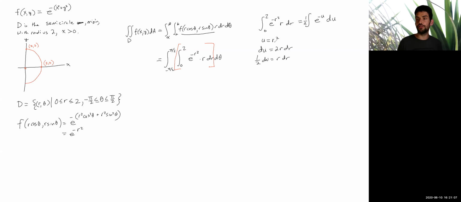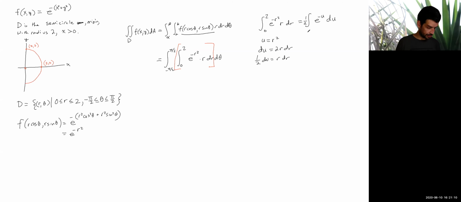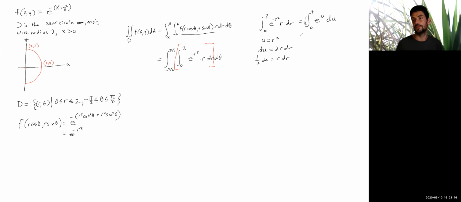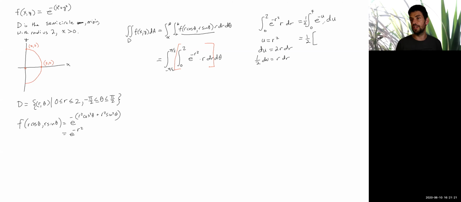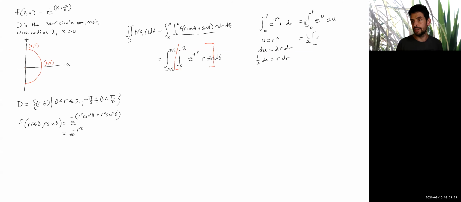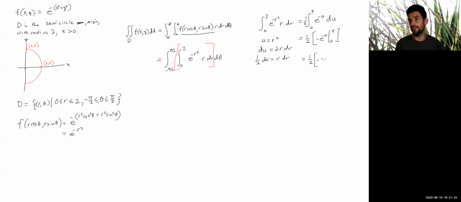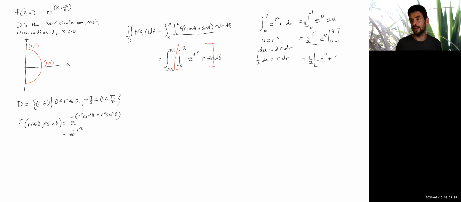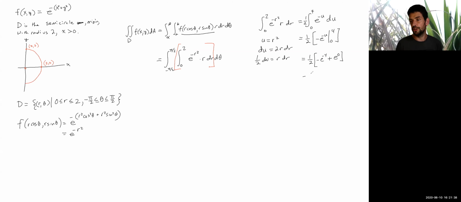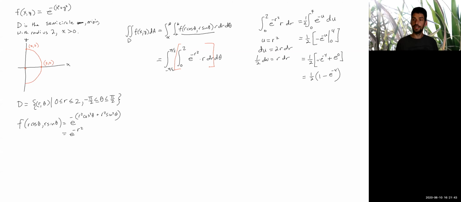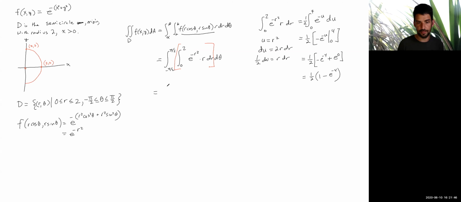Let's change the bounds. u is equal to r squared, so this is going to now go 0 to 4. And we'll get 1/2. The antiderivative of e to the negative u is negative e to the negative u. We're evaluating from 0 to 4. And I get 1/2 times negative e to the negative 4th minus a negative e to the 0, which is 1/2 times 1 minus e to the negative 4th. Okay. This can replace this entire red box.